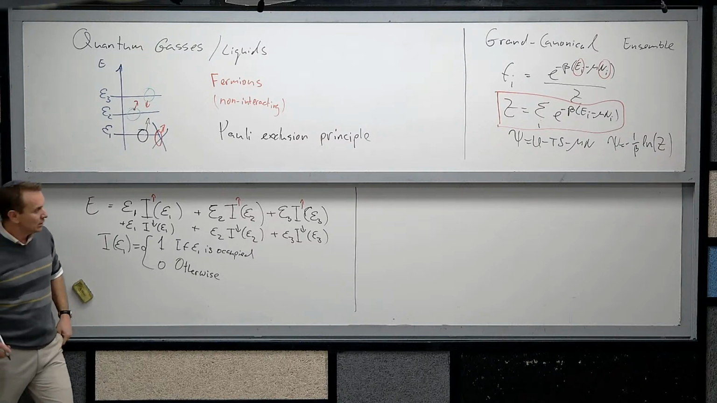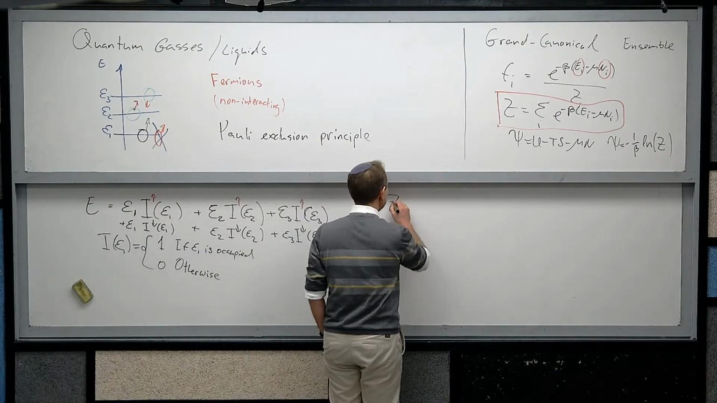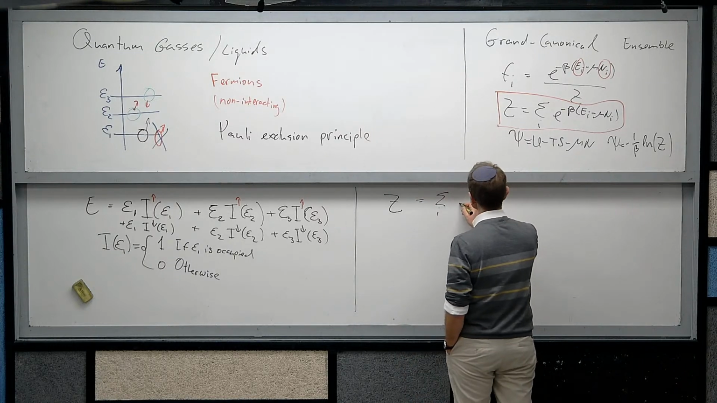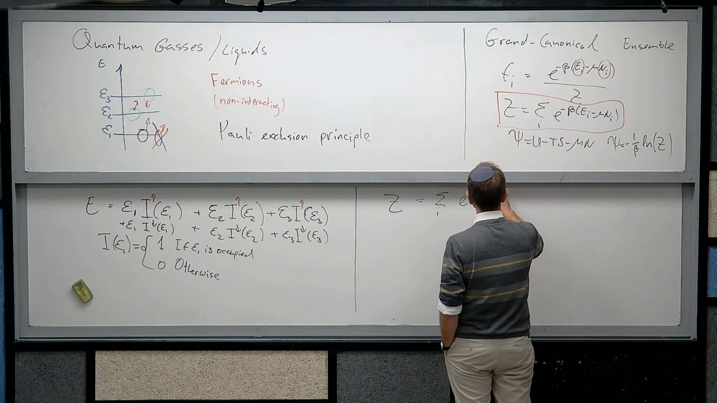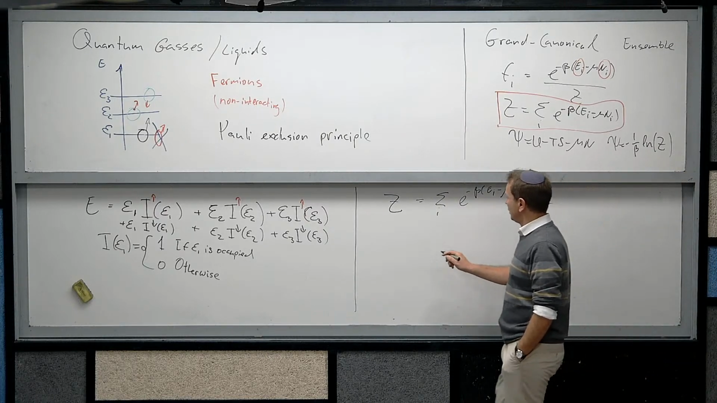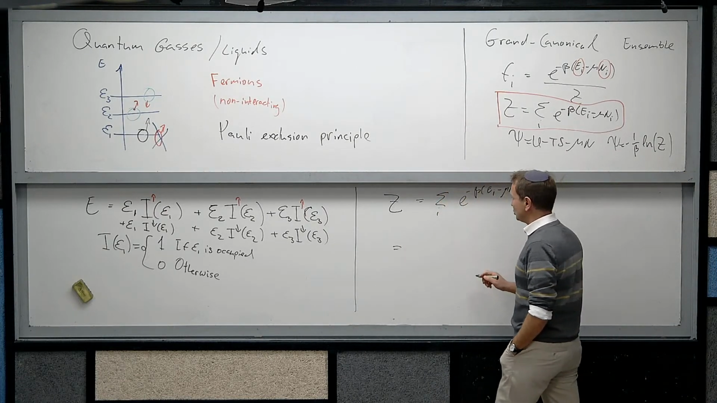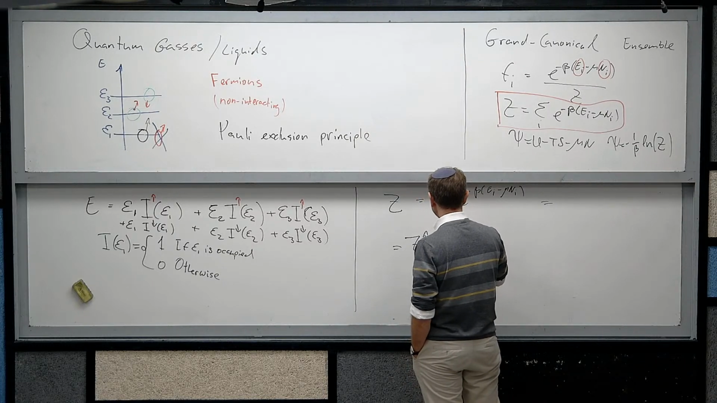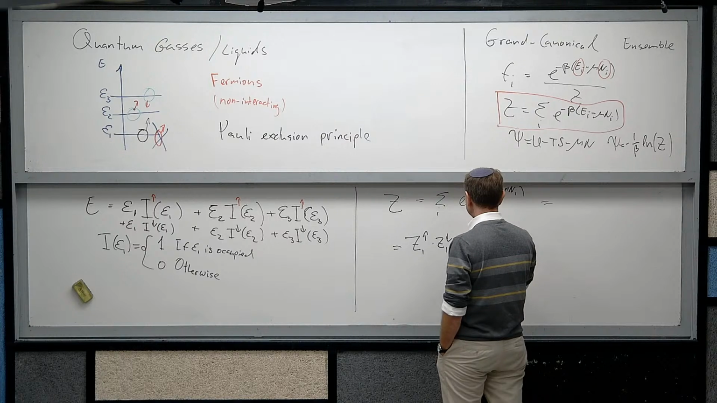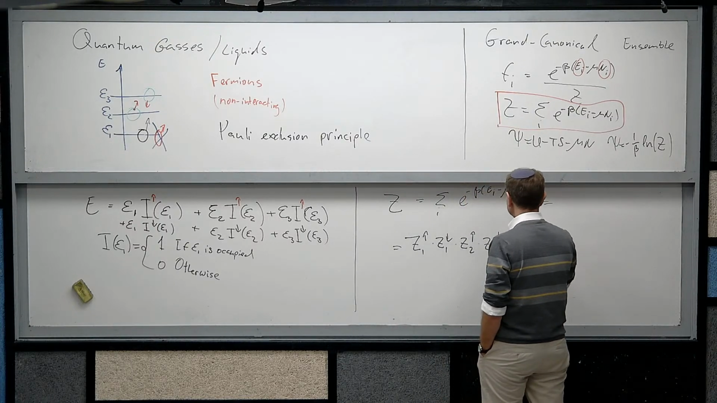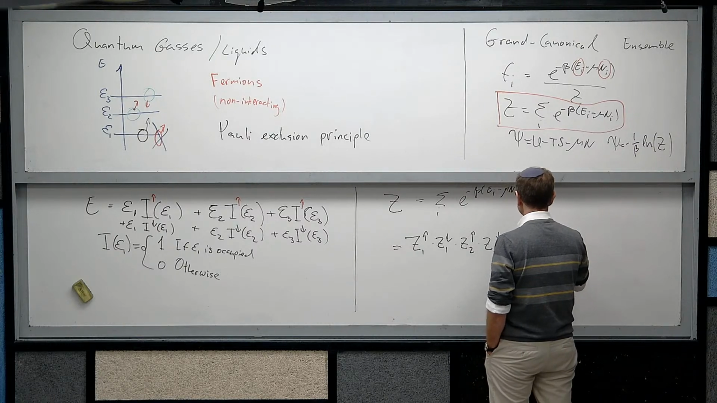factorization. And this means that Z, which is the sum over all the different possibilities e to the minus beta ei minus mu ni, is going to be composed as a factorization of z1 up multiplied by z1 down multiplied by z2 up multiplied by z2 down multiplied by z3 up multiplied by z3 down.